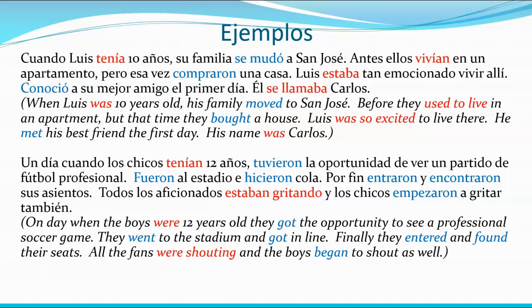When Luis was 10 years old, age always imperfect, his family moved to San Jose. It's done, it's over, they moved, they're gone. Before, they used to live in an apartment, but that time they bought. They didn't keep buying it, they bought it once, a house. Luis was so excited, here's his emotional state, to live there. He met, okay, done, over with, his best friend the first day. His name was Carlos. Okay, we're not talking about when he first was named Carlos or if he ever ended being named Carlos, just that during that time his name was Carlos.